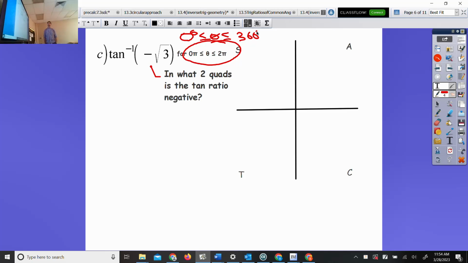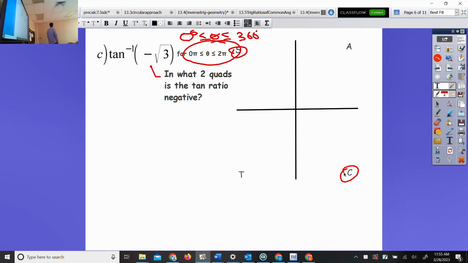In what two quadrants is the tangent ratio negative? Don't you dare say 1 and 3. It can't be 3. 4 and 2. Why can't it be 3? Because there's a t there. That means you're what? Positive. Why can't you be quadrant 1? Everything's there. You got to be 2 and 4.